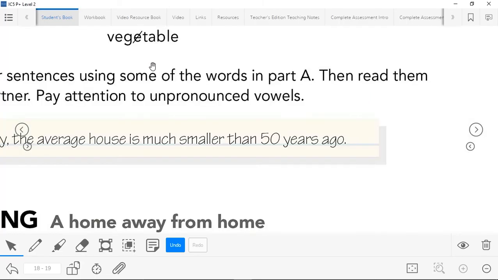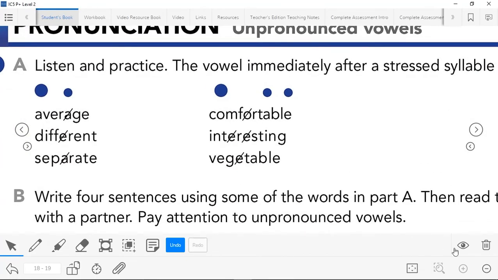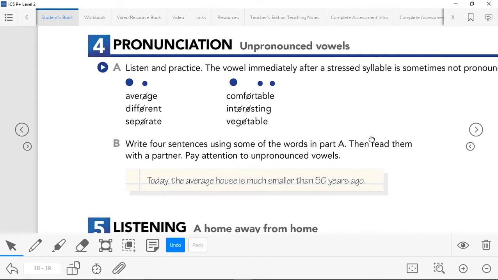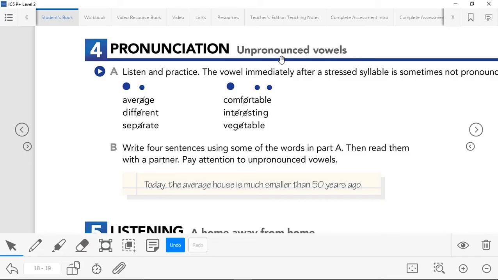Here we have the last 2 things for the day: the pronunciation and a listening. We're gonna start with the pronunciation with unpronounced vowels. Some vowels, when we pronounce a word, we don't need to say them. Okay, so let's listen and then practice.